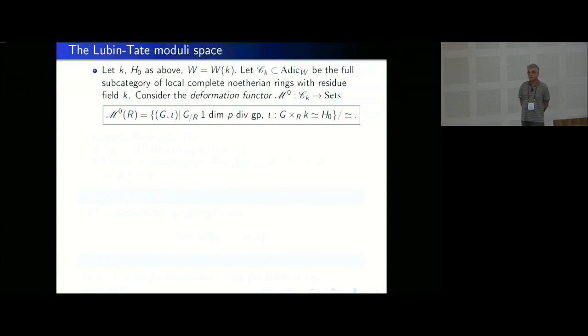So let K be algebraically closed of characteristic p. Let H_0 be this unique one-dimensional formal p-divisible group over K. Let W, the Witt vectors over K, be the ring of integers in the completion of the maximal unramified extension of Q_p. And consider the category, I'm following Lubin and Tate, consider the category C_K, which is the full subcategory of adic rings over W of local, complete, Noetherian rings with residue field K.